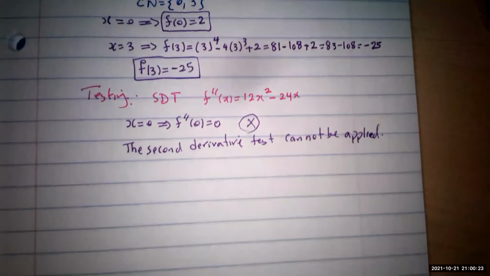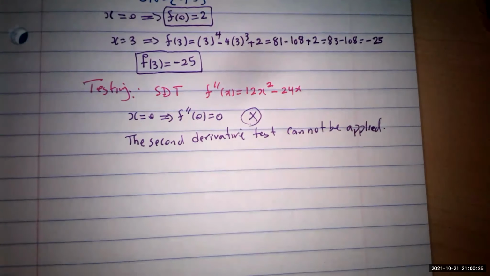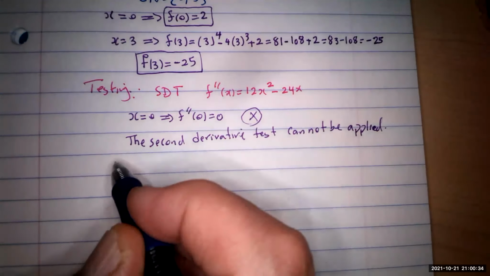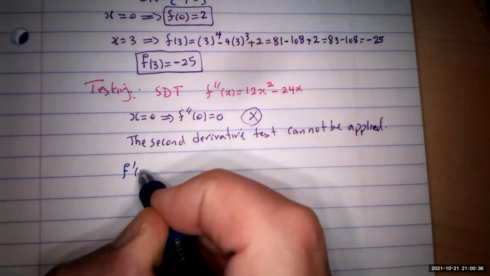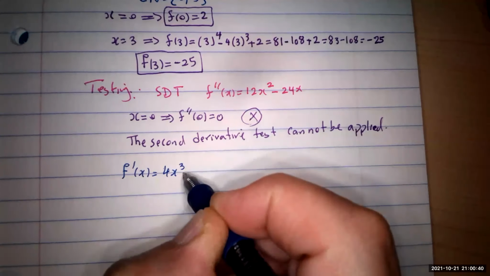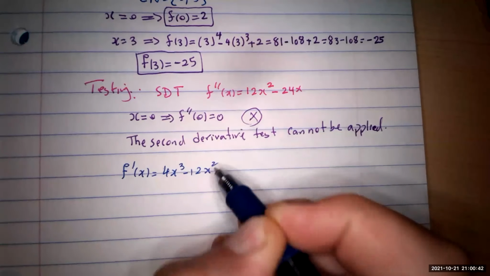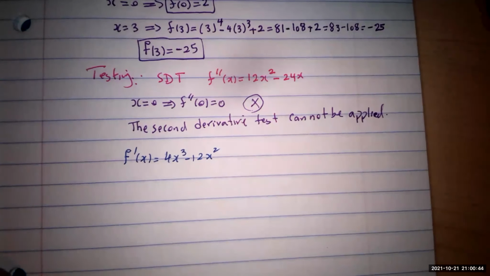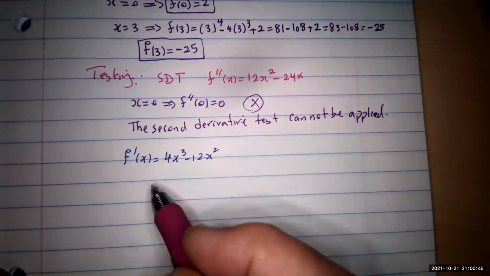So you have to change your direction and use the first derivative test. For the first derivative test, you need the f prime. What is your f prime? We bring the f prime down here to have it handy: 4x cubed minus 12x squared. That's f prime. So we need to have a chart this time for the f prime again.